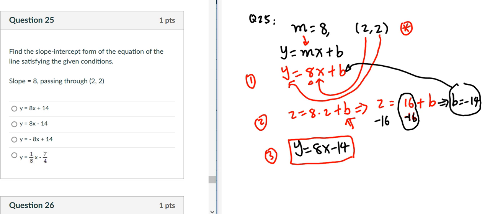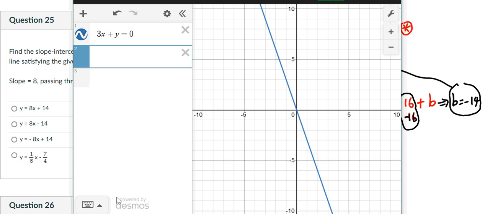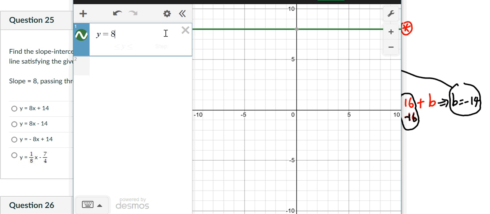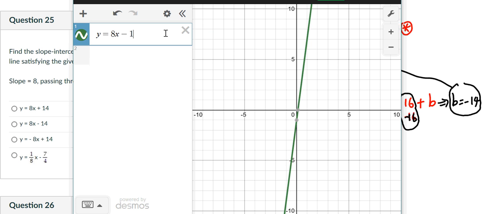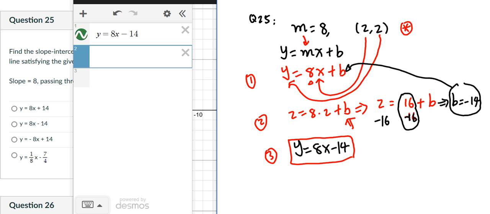Okay. If we have a decimal, we may put our equation right here. So that will be y equals 8x minus 14. So you will know that will be this line. Okay. So that's our first question here.